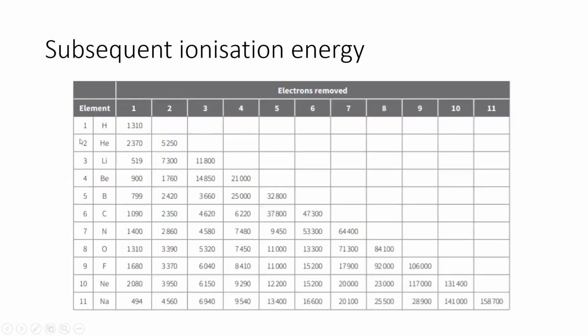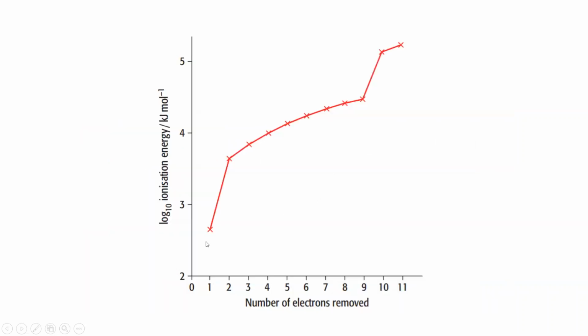So this chart shows that subsequent ionization energy increases. For lithium, it increases from 519 to 7,300 and then to 11,800. There's an extremely large jump over here, which shows that lithium is a group 1 metal. I'll explain this in much more detail, but you can gauge which group the metal or element lies in just by the changes in ionization energy. For example, in this case, there's a large increase from the first electron removed to the second electron removed, which shows that it's a group 1 element.